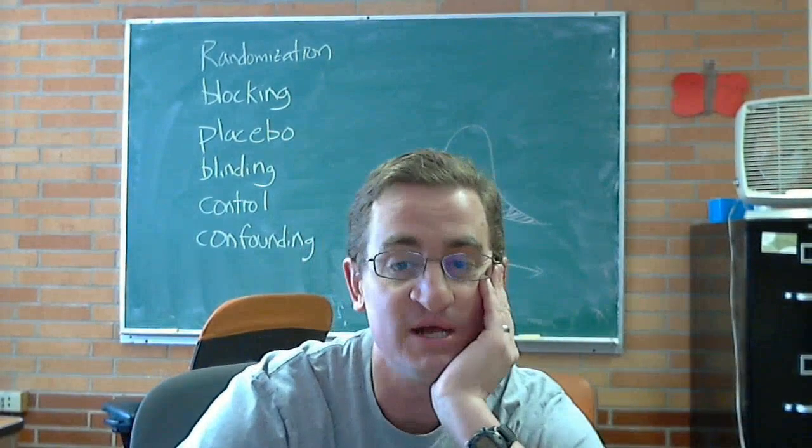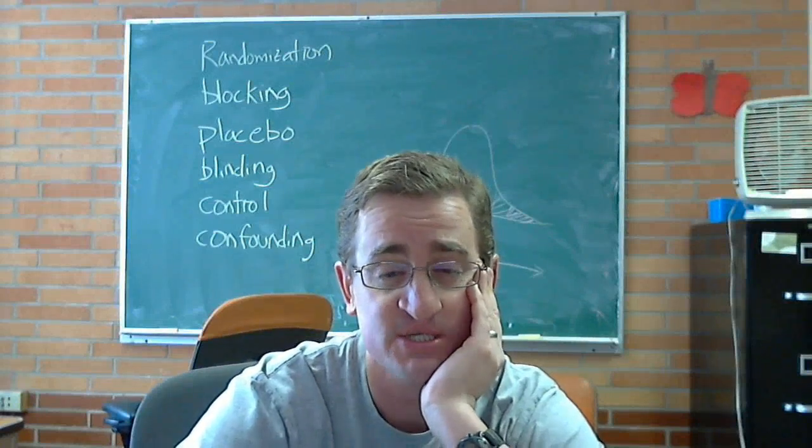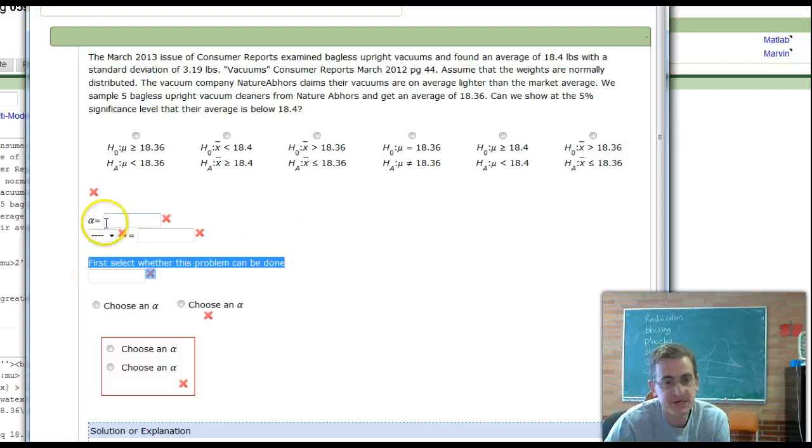Okay, a lot of people are confused on question number 6, the hypothesis test. So let me walk you through it, show you how it's done. Alright, so this is what you see at the beginning. You'll notice this is blank. From here on, first select whether the problem is done. If you haven't done the first part of this, you can't do the last part.